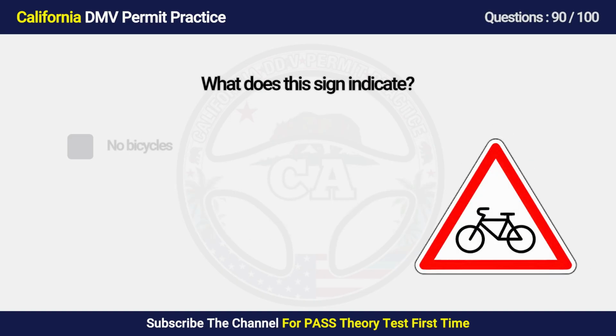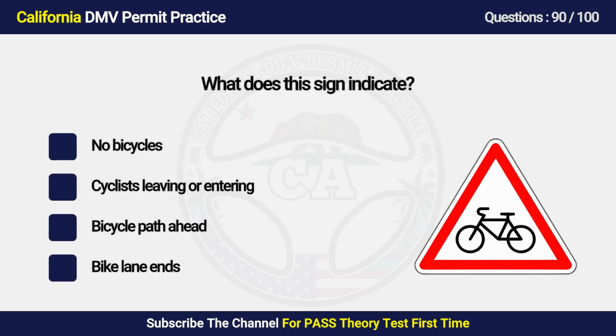Question 90. What does this sign indicate? A. No bicycles. B. Cyclists leaving or entering. C. Bicycle path ahead. D. Bike lane ends.